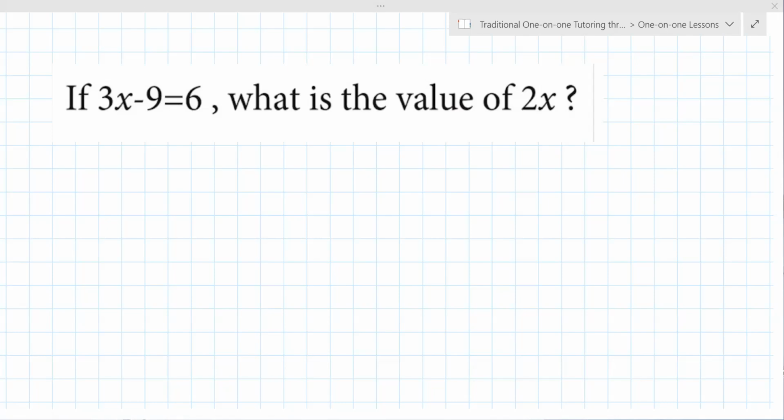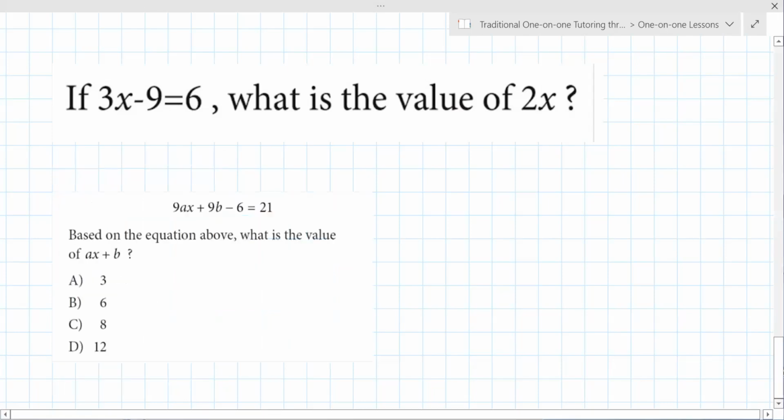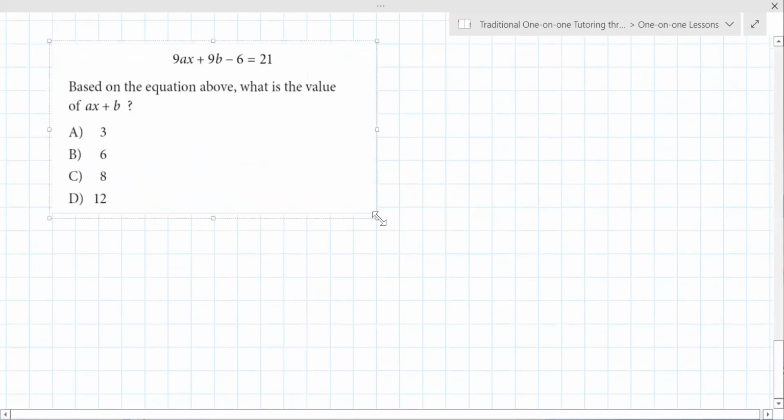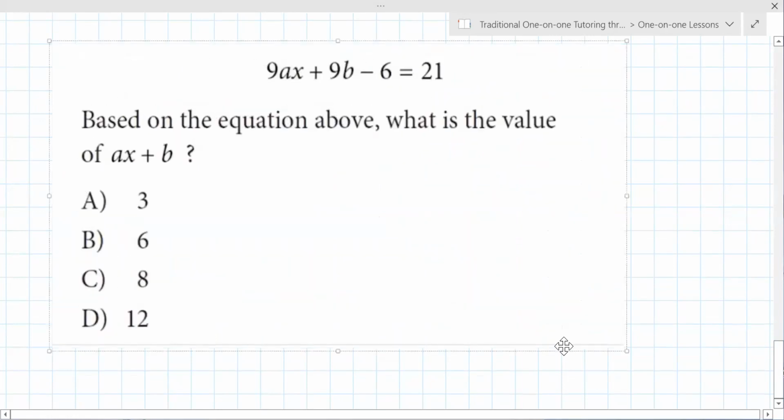Okay, so now we're going to increase the difficulty of these problems a little bit. All right, 9ax plus 9b minus 6 equals 21. Based on the equation above, what is the value of ax plus b? And if you're like most students, you're just like, this is impossible. I have no idea how to do this.